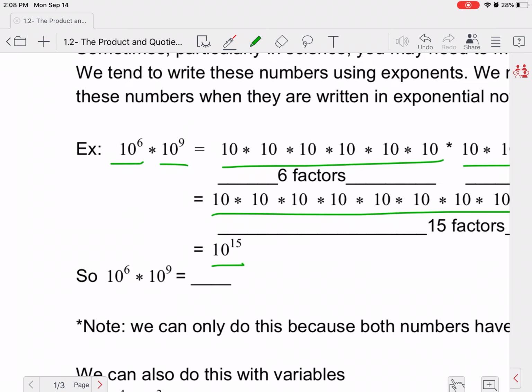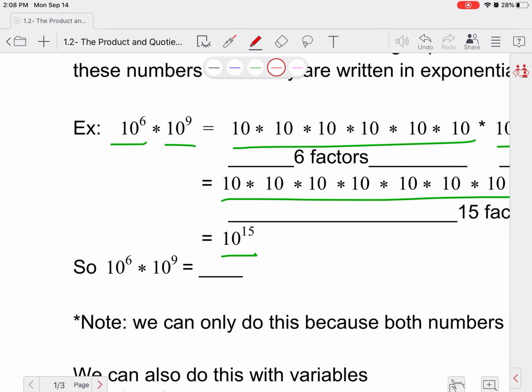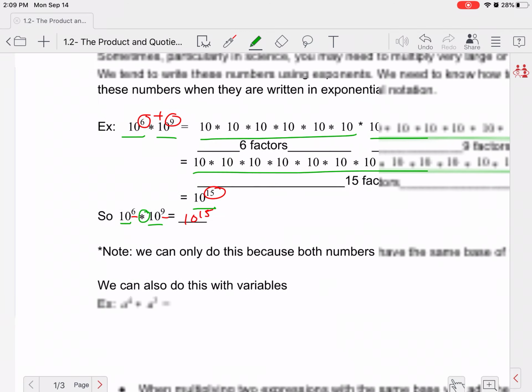And there is. If we look at the numbers 6 and 9, 6 plus 9 equals 15. So if we add the exponents, we can get 10 to the 15th, just like what we did when we expanded it. Now, we can only do this if the bases are exactly the same, so they're both 10 in this case, and we're multiplying. So that's what the product property is. If we're multiplying with the same base, we can add the exponents.